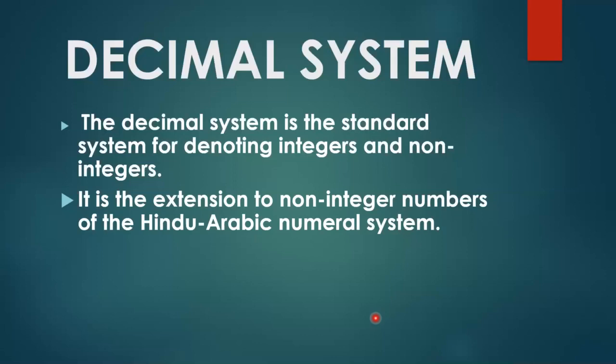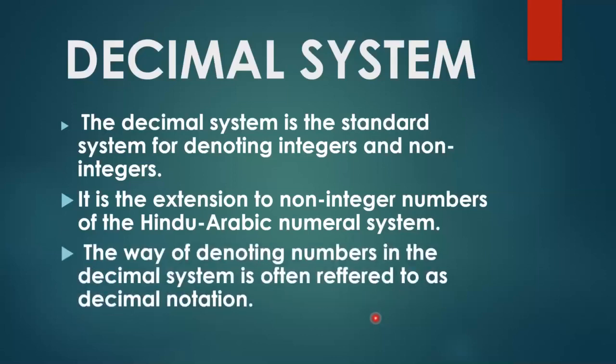So what does the Hindu-Arabic numeral system mean? You know there exist two numeral systems, the Hindu-Arabic as well as the Roman numerals. Hindu-Arabic means the normal number system that we are using, like 1, 2, 3, how we write 1, 2, 3, etc. in number form. That is known as the Hindu-Arabic numeral system. Roman numerals, you know very well how we write them, right? So we can connect this decimal system with the Hindu-Arabic numeral system. It is the extension to non-integer numbers of the Hindu-Arabic numeral system.